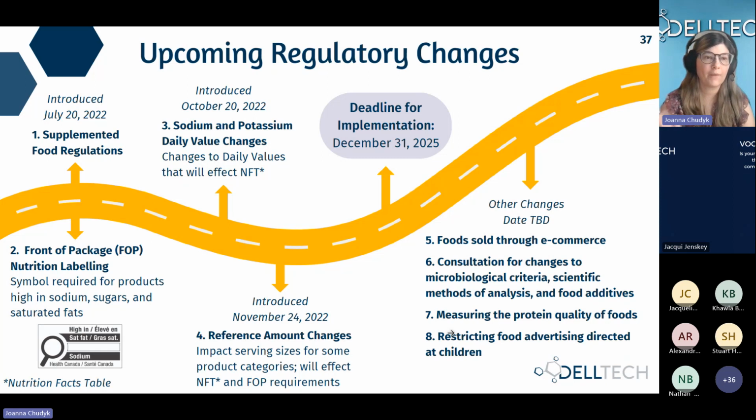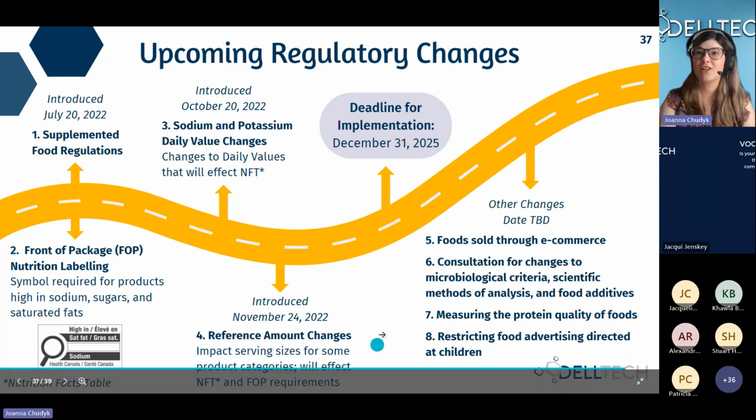The next change that's coming is the changes to the sodium and potassium daily value changes. So because sodium appears in the nutrition facts table, a lot of the nutrition facts tables will need to be changed. So make sure that you're implementing those changes by the implementation deadline. And of course, sodium is also related to the front of pack nutrition labeling as well, because you're calculating the thresholds for the sodium content based on the daily value. And because the sodium daily value is changing, that's going to change whether you're required to hold the front of package nutrition symbol. So it's super important to stay on top of that and make sure that you review your product to determine if you qualify for the front of pack symbol.